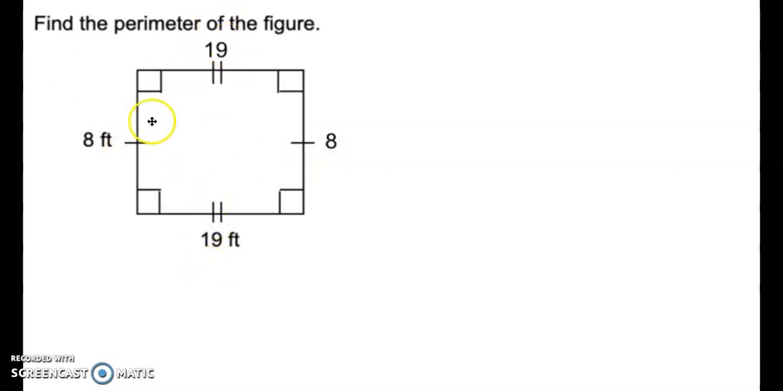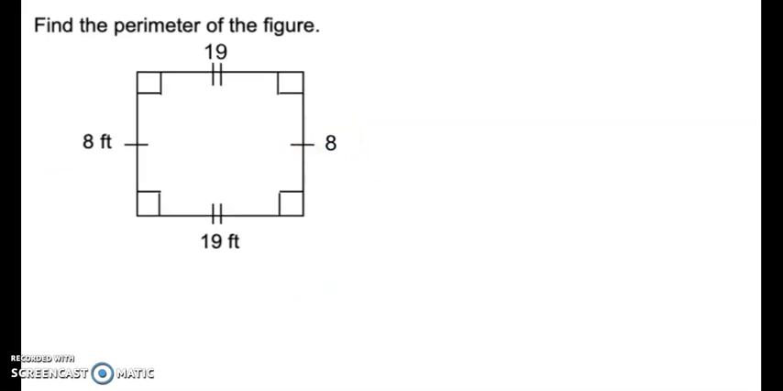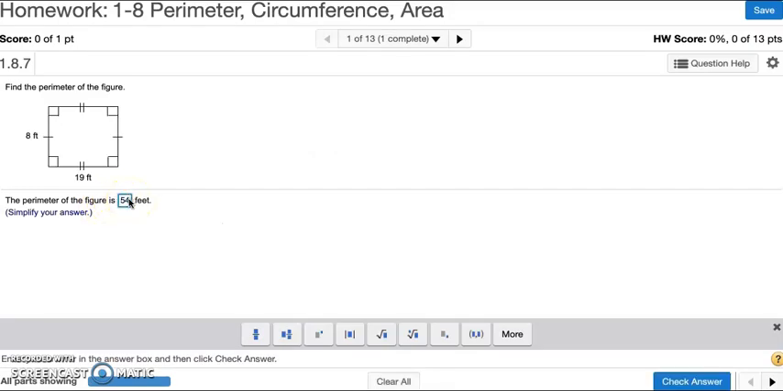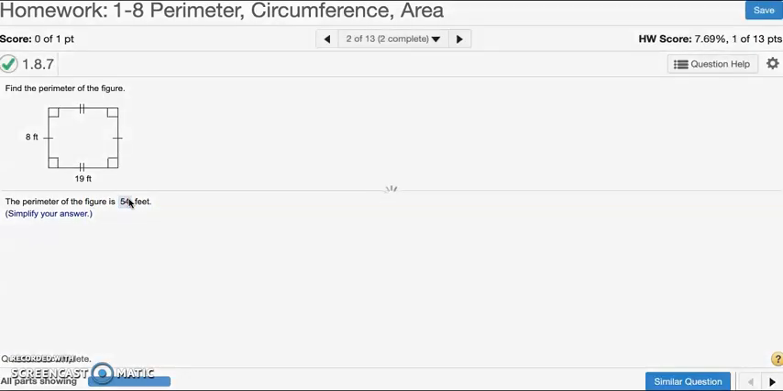So this is 19 and this is 8. Now you just add them all up and you get 54. So let's type that in. So type in 54 and that's number 1.